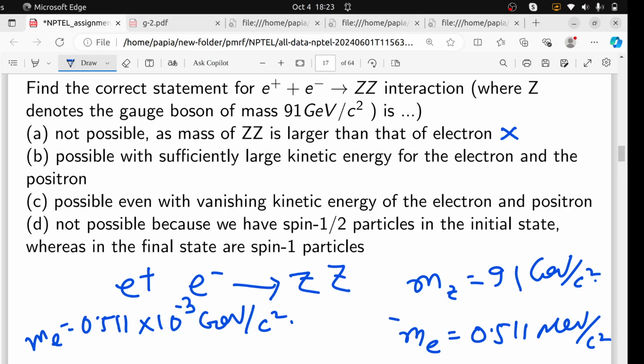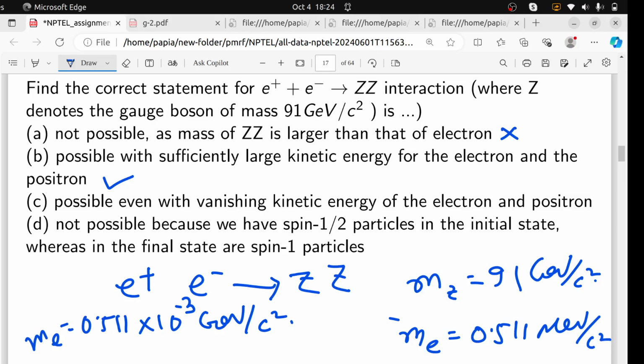Like let's say if electron and positron were at rest and just colliding to make ZZ, that is not going to happen. But let's say e+ and e- have very high kinetic energy, so that the total energy of the final particles is such that it will produce 2 Z bosons. That can be possible. Okay, now coming to option B: possible with sufficiently large kinetic energy for the electron and the positron. I just told that one.